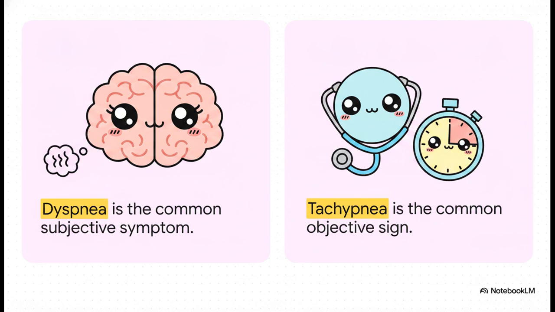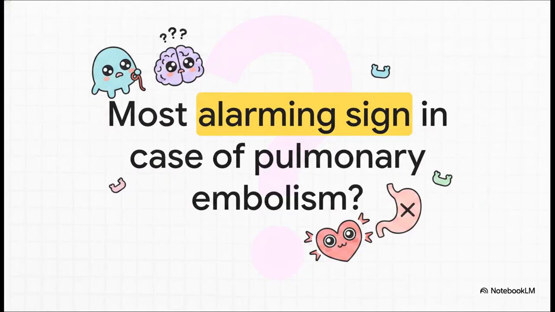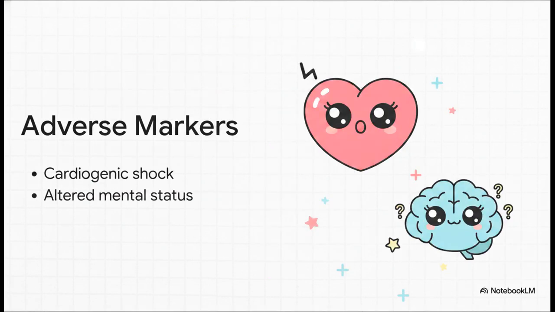Also, you've got to recognize the massive PE profile. Basically, a central embolus causes right ventricular strain, and that presents with systemic hypotension, jugular venous distension, and an elevated central venous pressure. Hitting question 5. Which of the following is the most alarming sign in a case of pulmonary embolism? A. Altered mental status or confusion. B. Dyspnea. C. Abdominal pain. D. Chest pain. Or E. Tachycardia. It's A, altered mental status or confusion.